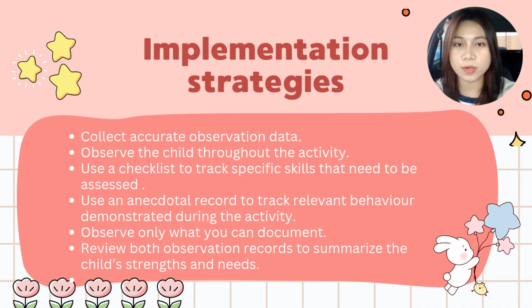Collect accurate observation data. Observe the child throughout the activity. Use a checklist to track specific skills that need to be assessed. Use an anecdotal record to track relevant behavior demonstrated during the activity. Observe only what you can document. And for the last one, review both observation records to summarize the child's strengths and needs.